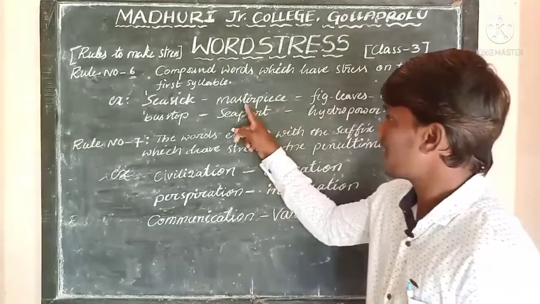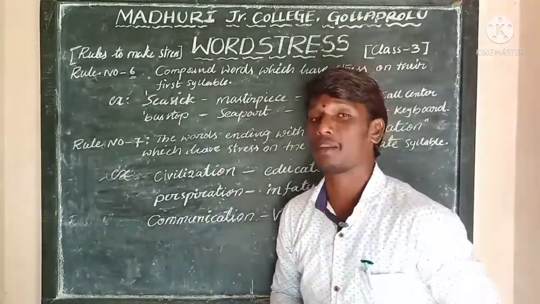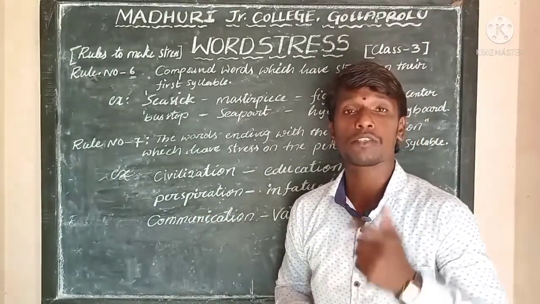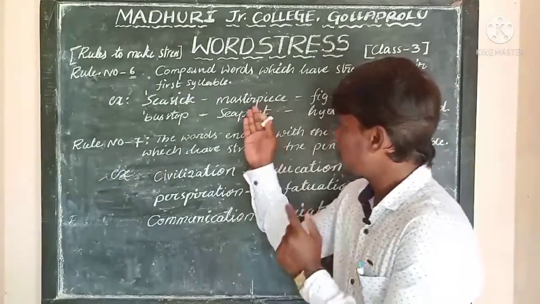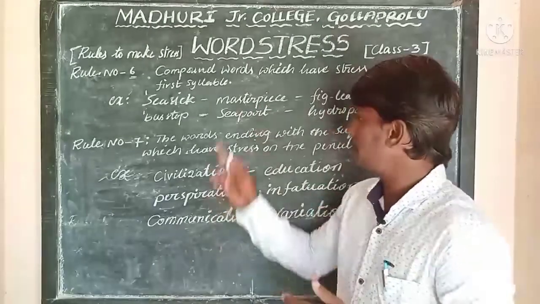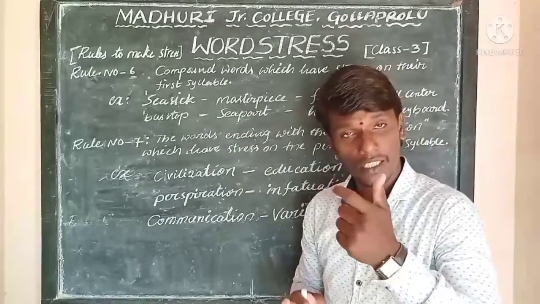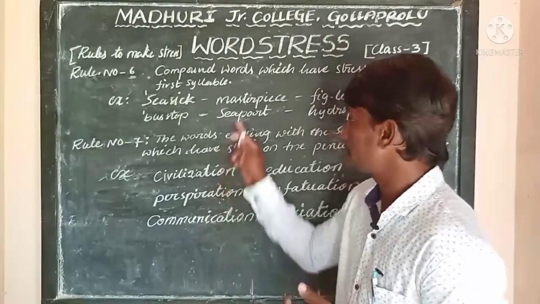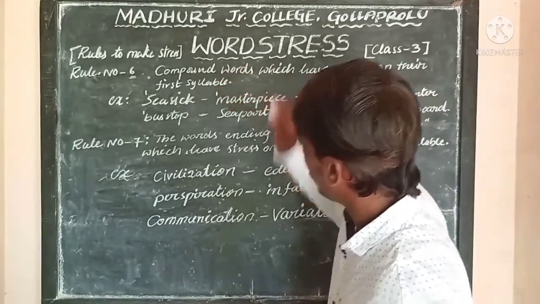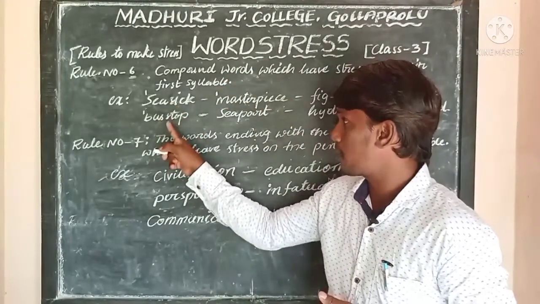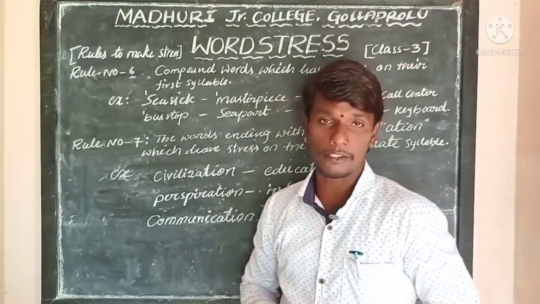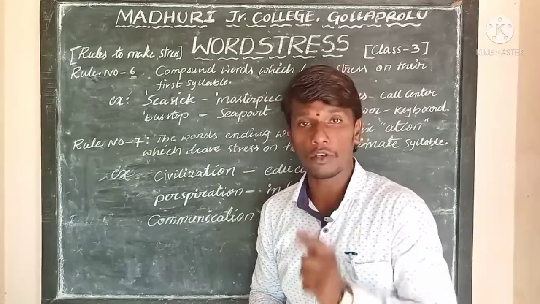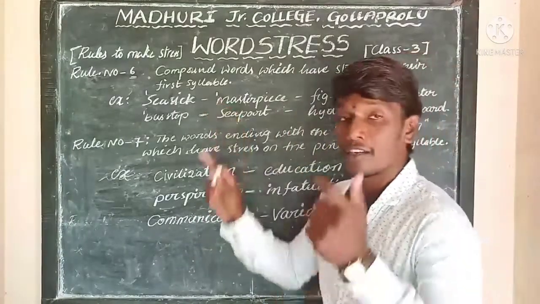Now coming to masterpiece. It is a trisyllabic word. We discussed that trisyllabic words have stress on their first syllable. But when you divide this word into two words, master is a particular word and piece is a separate word. When you combine them, it has a special meaning, a masterpiece. So stress is on the first syllable. Here there are two syllables, but in masterpiece, three syllables. Irrespective of syllables, if it is a compound word, you should put stress on the first syllable.